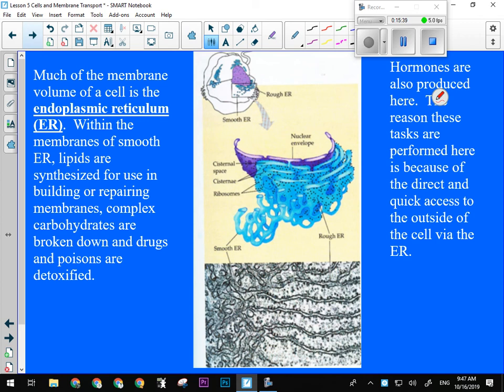Okay, now endoplasmic reticulum. We said that this stuff was fairly important here. So much of the volume of the cell is filled with this stuff, and I was telling you that it doesn't really show on a diagram just how much ER there really is within the cell, because it would just fill it right up. So within the membranes of the smooth ER, the following things are done.